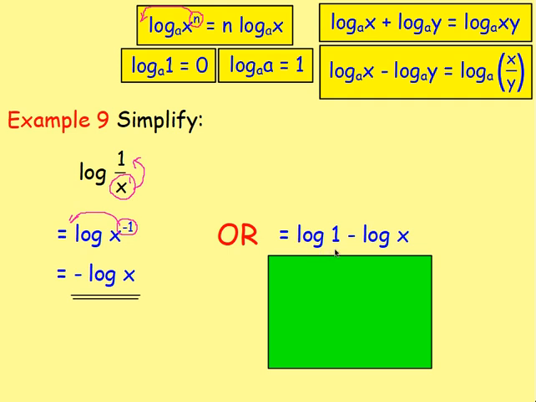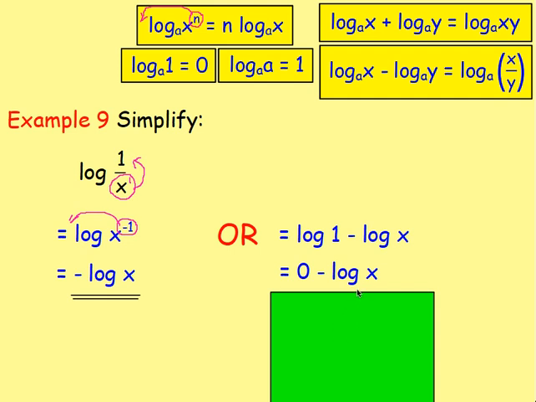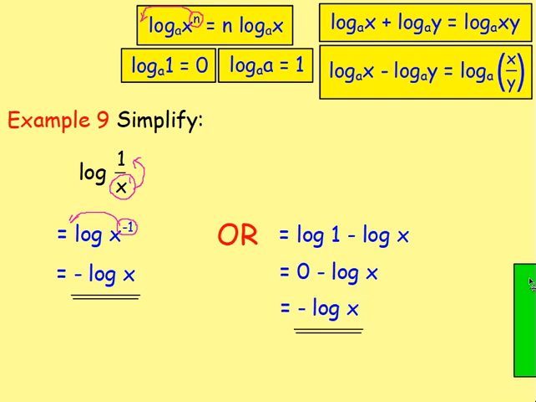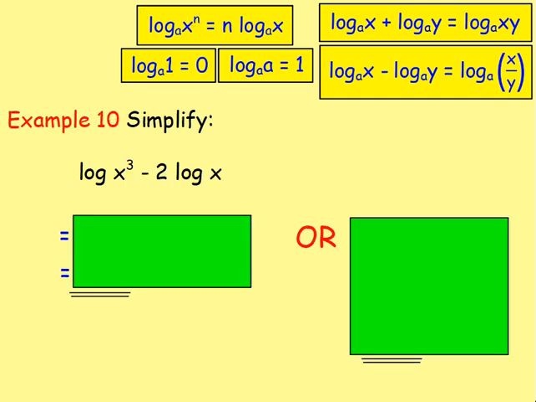How does that help us? Well, log 1, think about the rules. Log 1 is always going to equal 0, so that will be 0 take away log x, and 0 take away log x is just negative log x. So you can think about that one two different ways. It doesn't matter which way you think about it.